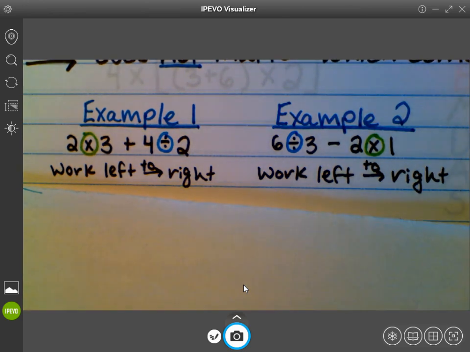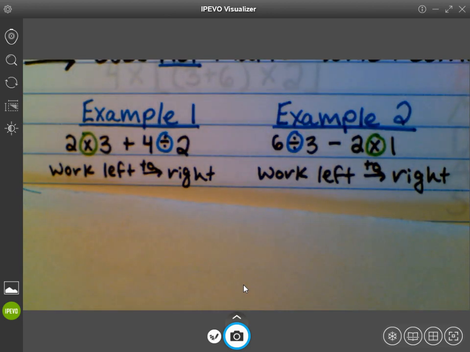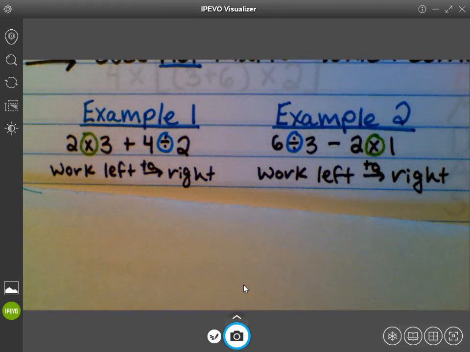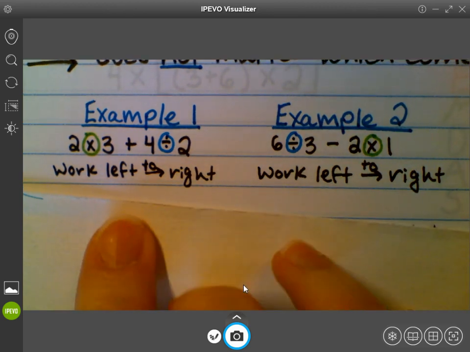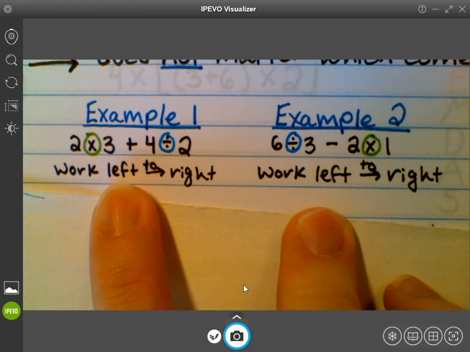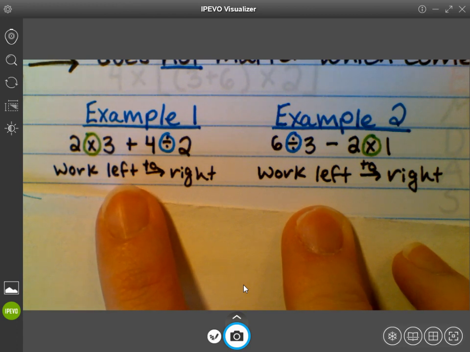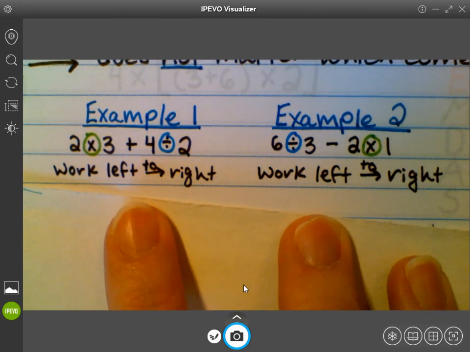Does anyone have questions on the multiplying and dividing of order of operations? Does it make sense that it doesn't matter which one comes first, you solve from left to right? Does that make sense? Okay. Make sure you are writing down the examples. Give me a thumbs up when you're both written down. Awesome. Thank you. I see a few more people finishing up.